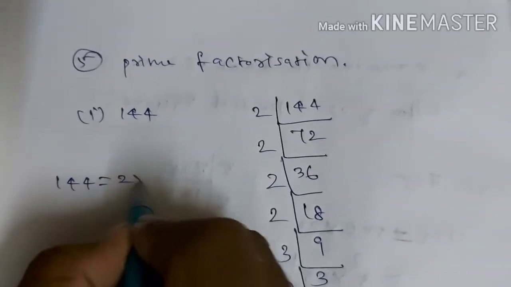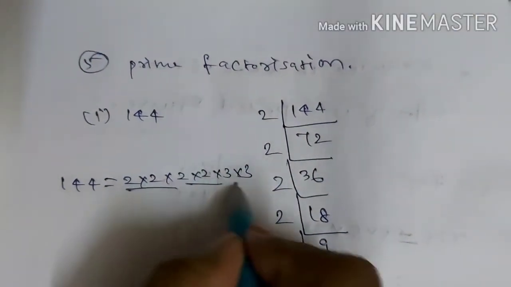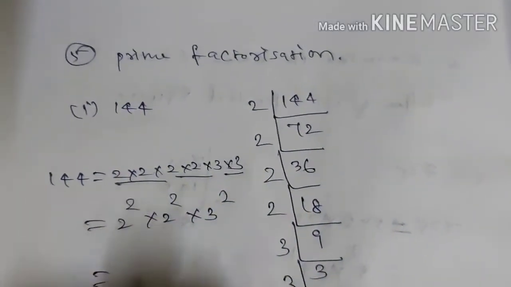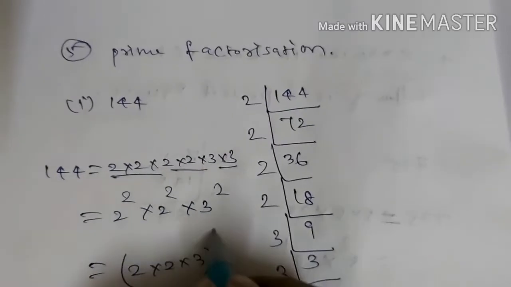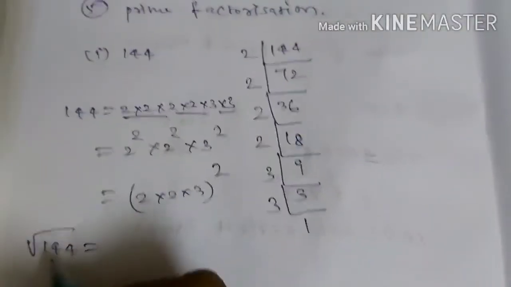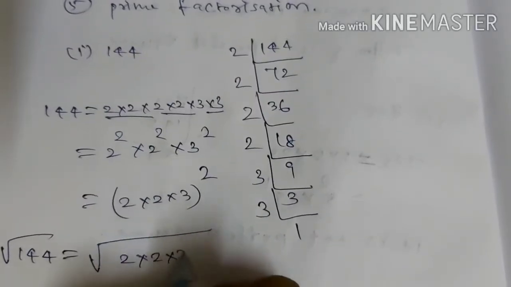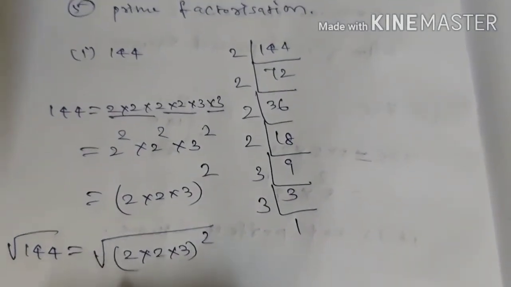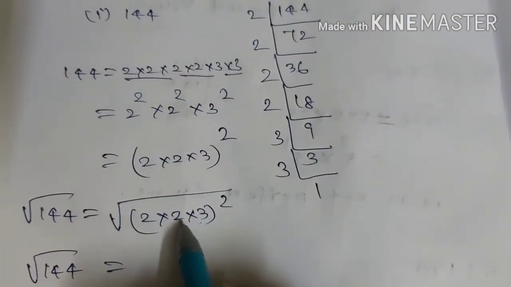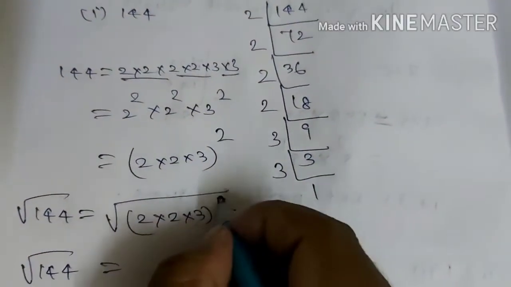So 144 equals 2 multiplied by 2 multiplied by 2 multiplied by 2, and 3 multiplied by 3. So we write in pairs: 2 power 2 multiplied by 2 power 2 multiplied by 3 power 2. So we write the common power: 2 multiplied by 2 multiplied by 3, whole power 2. So the square root of 144 equals the square root of (2 multiplied by 2 multiplied by 3) power 2. When taking the square root, the power cancels, so directly you multiply. So the root of 144 equals 12.